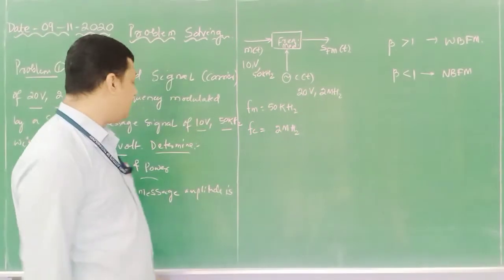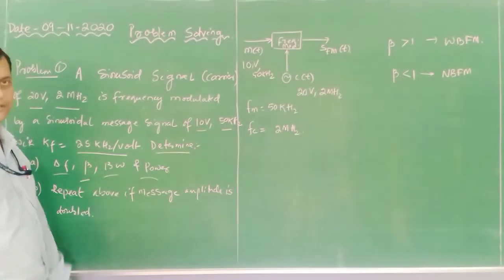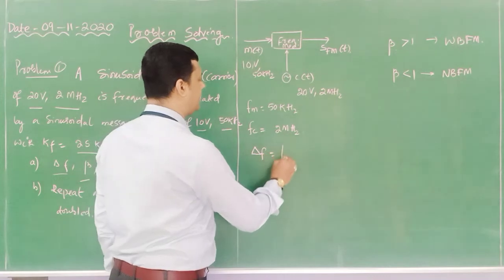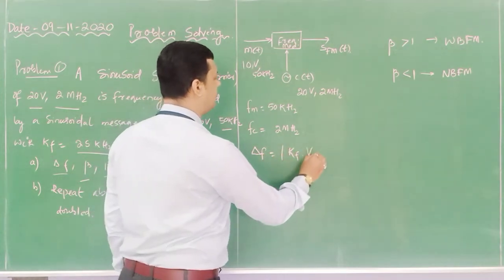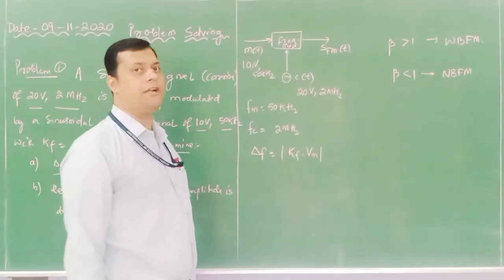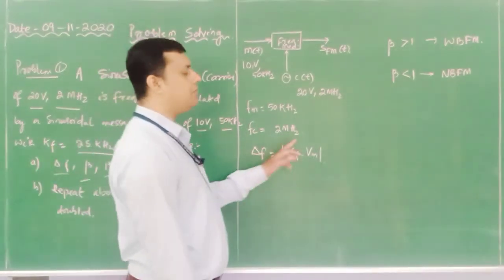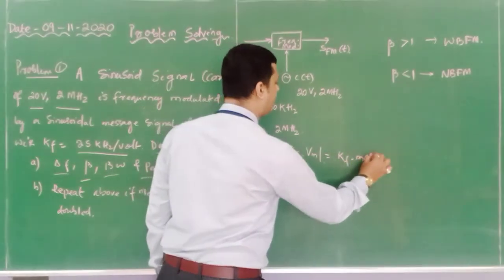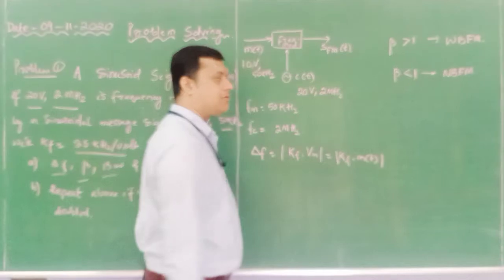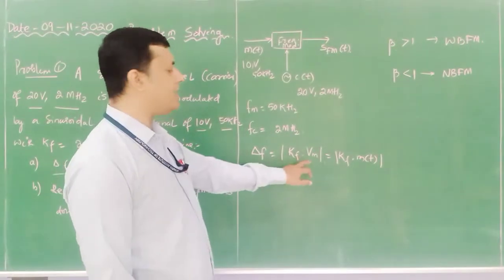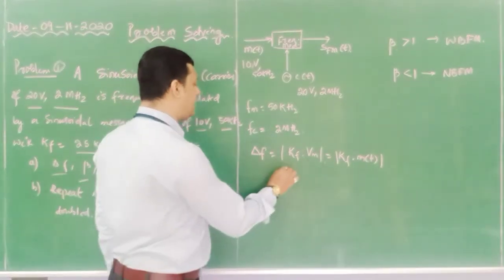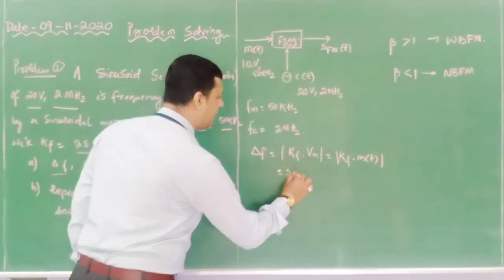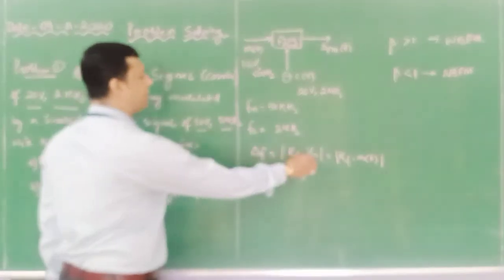Now we have to determine the frequency deviation. What is this frequency deviation? This frequency deviation is the maximum value of kf into m(t), or kf into Vm. I will write kf into m(t). This is the magnitude. So what is the magnitude of the message component? That is Vm. And what is kf? Kf, as it is given, is 25 kilohertz, so here I will write 25 kilohertz per volt. And what is the Vm?